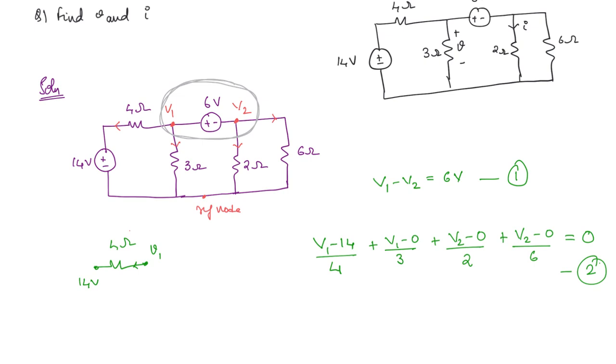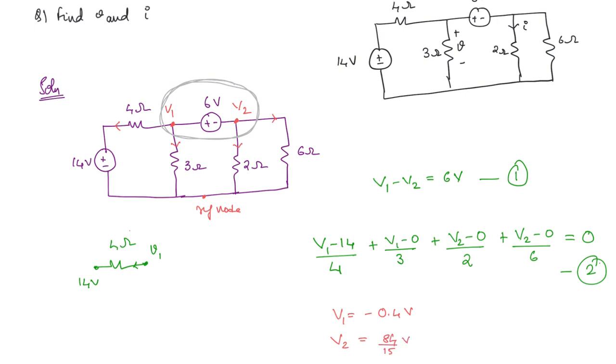So now we have 2 equations in 2 variables. If you solve these 2 equations, I will write the final answer. You can verify it later. V1 you are going to get minus 0.4 volt. You can in fact pause and solve the problem, then see the solution. V2 is equal to 84 by 15 volt.